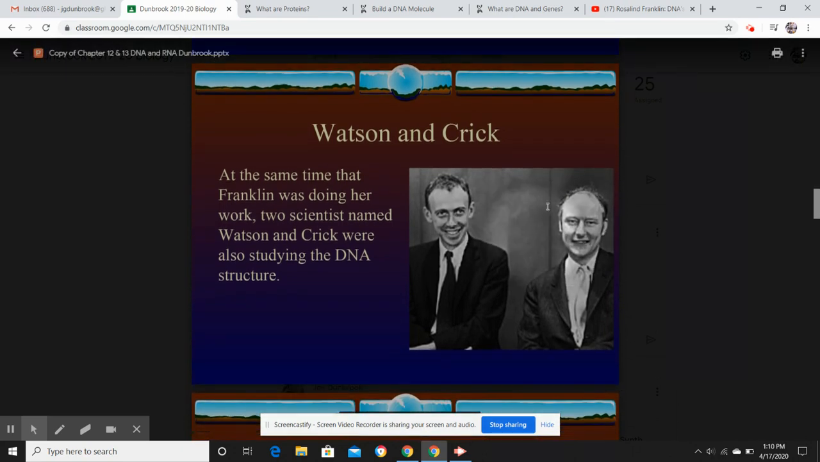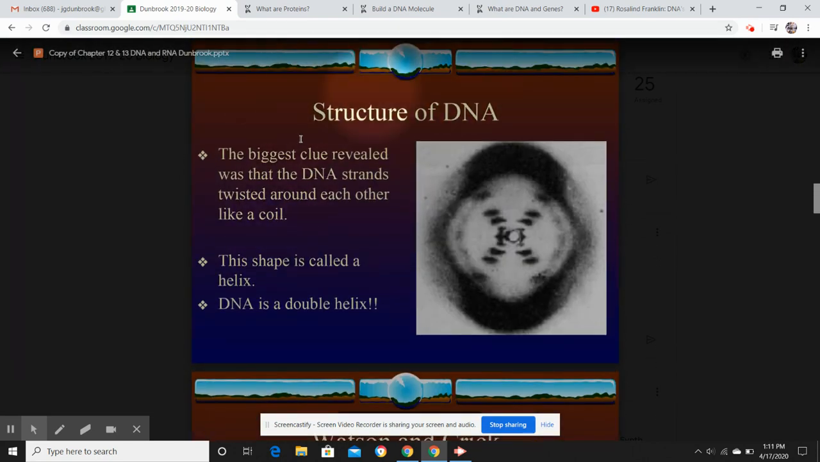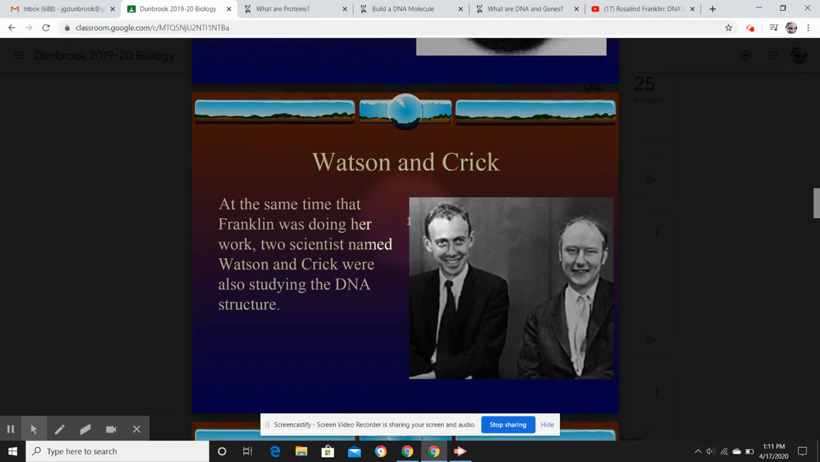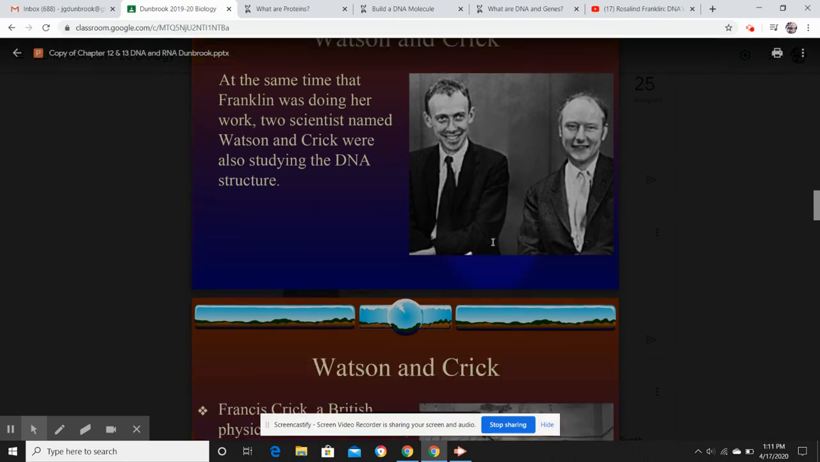Watson, I think this one's Watson, I can't remember. Watson's still alive. Crick passed away a few years ago, but Watson's about 98 years old or something crazy, and he's still working. And at the same time, Rosalind Franklin was doing her DNA X-rays, just getting pictures of DNA. These guys were trying to work out what the exact structure of DNA was. Although these guys kind of ripped her off, and I'll tell you that story in a second.